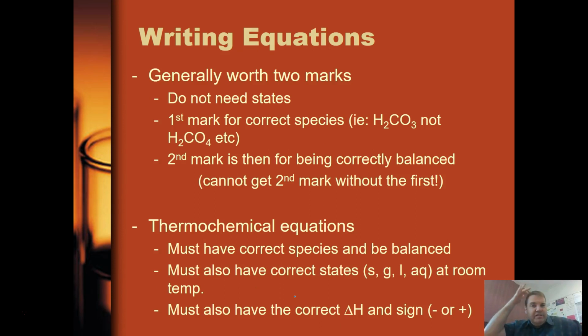When you write equations, they're generally worth 2 marks. You don't need states unless it's for thermochemical. So the first mark is for the correct species. So having H2CO3, not H2CO4, for example. If you don't get the correct species for the equation, you cannot get any marks for it, okay? Because your second mark comes for it being correctly balanced. All right, so if you get this wrong firstly, you're not then going to have the correct balancing of it either.